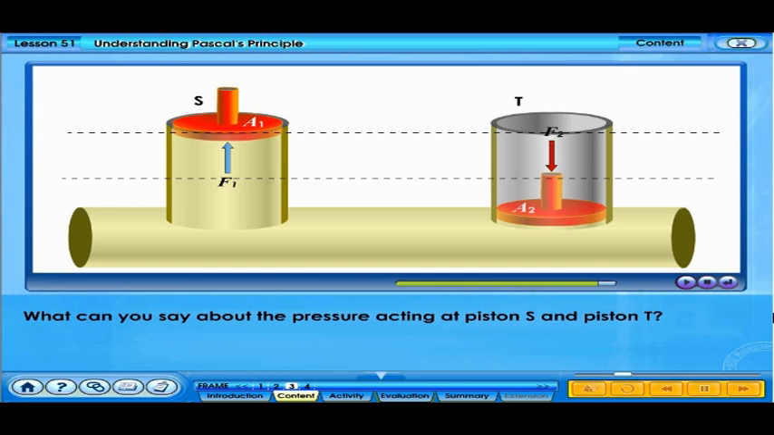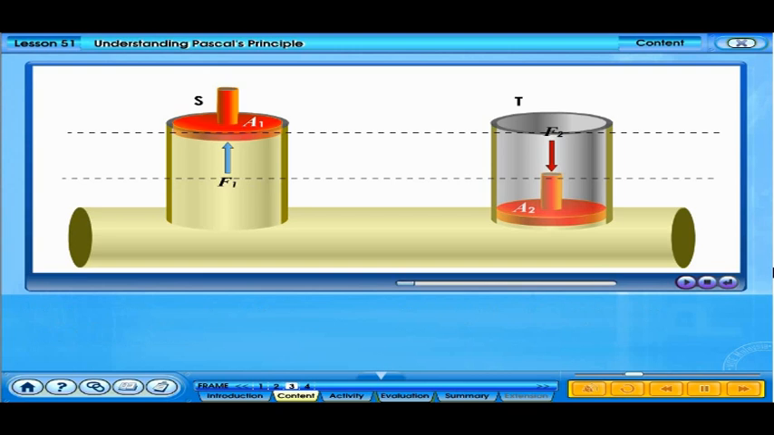What can you say about the pressure acting at piston S and piston T? They are the same. P equals F1 over A1, which is equal to F2 over A2. We can write this as F2 equals F1 times A2 over A1. In this case, A2 equals A1. Therefore, F2 equals F1. The pressure acting on these two pistons is the same.